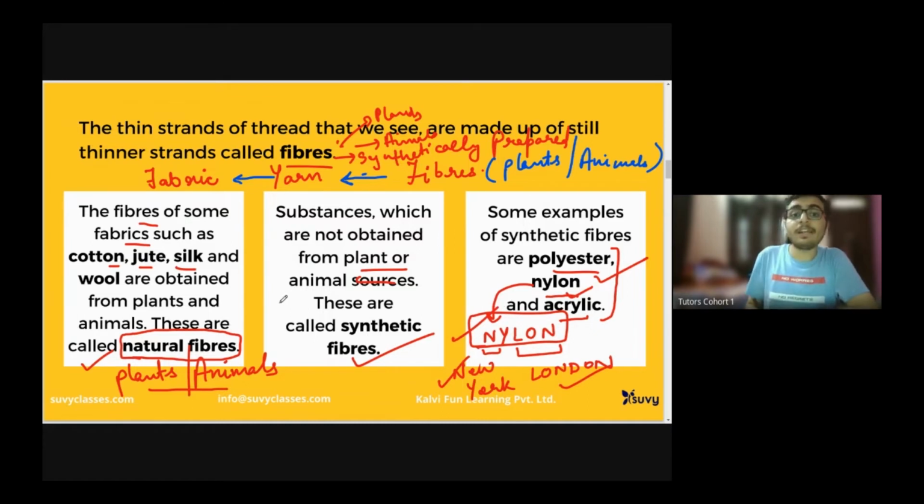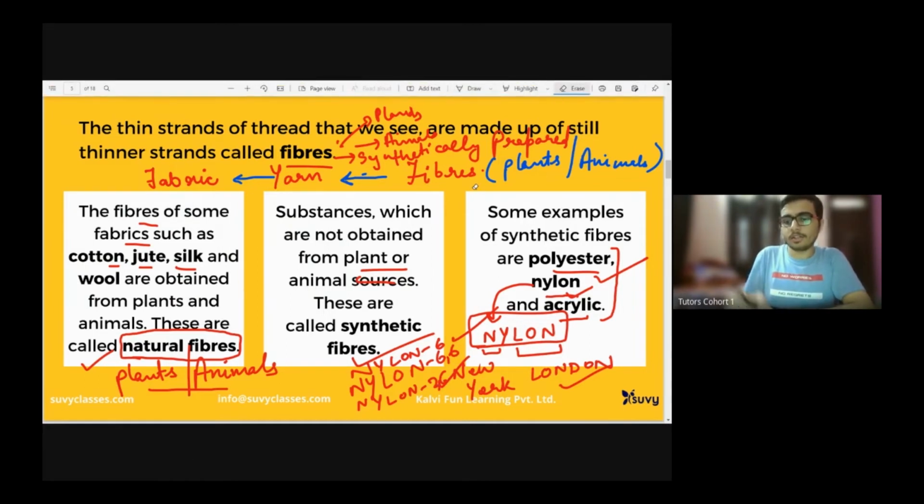And there are many varieties of nylon. When you go to labs, you can see the different varieties: nylon 6, nylon 6 6, then nylon 2 6. There are many varieties. That's not needed, but still, there should be some extra knowledge given to you if you are coming to our classes.